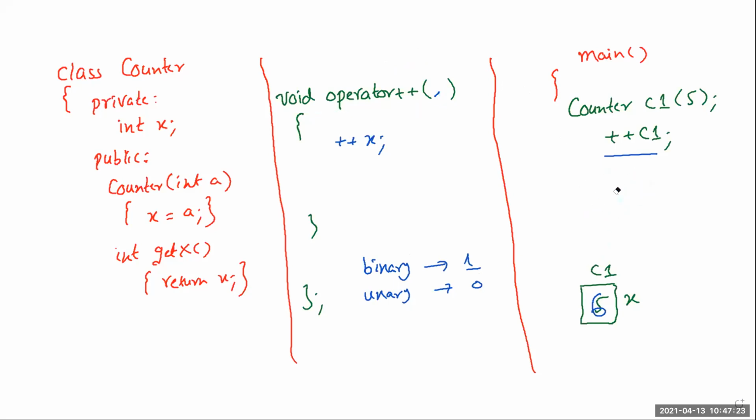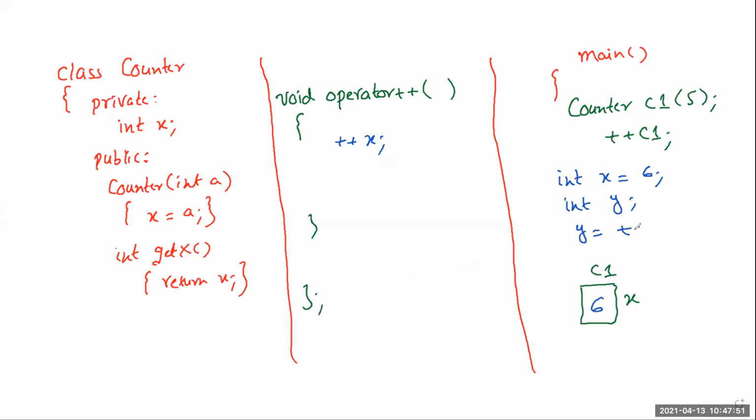Okay, so let me just clean it, and then we improve this function. So presently we have this situation. But you see, when we are using this operator with a basic data type, for example with an integer, we can also have a situation where I can store the result somewhere, right? For example, if x is 6 and there is an integer y, I can also write y = ++x. So what happens here: x will become 7 and y will get the value 7.